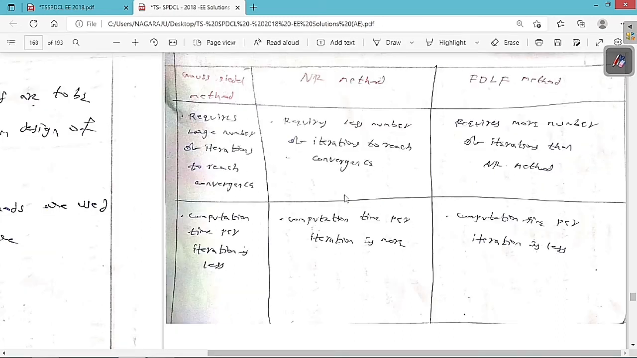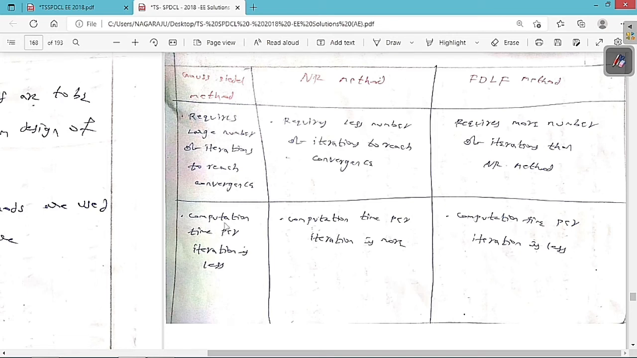So finally, I am going to give the conclusion of all three methods: the Gauss-Seidel method, the Newton-Raphson method, and the fast decoupled load flow method. The Gauss-Seidel method requires a large number of iterations to reach convergence. The fast decoupled method requires fewer iterations, but still more than the Newton-Raphson method. Out of these three, the Newton-Raphson method always requires the fewest iterations.